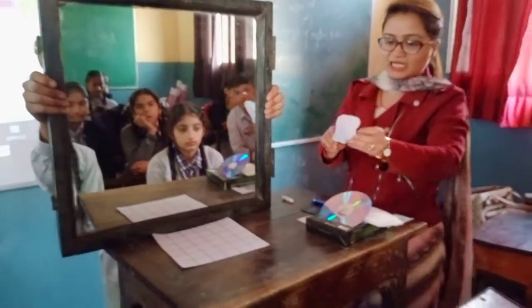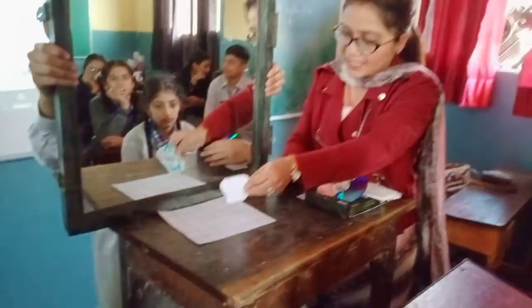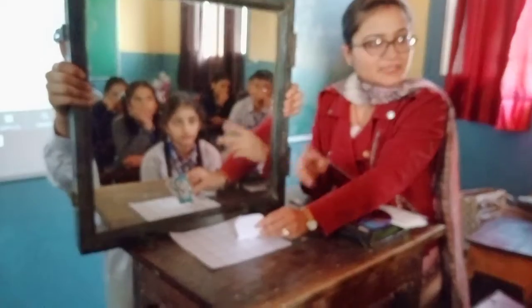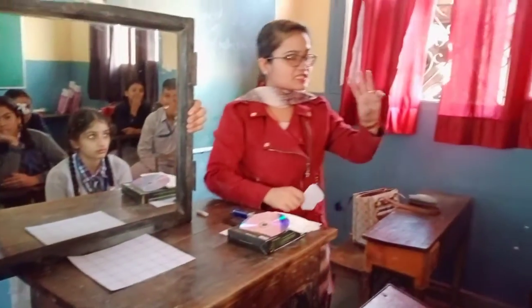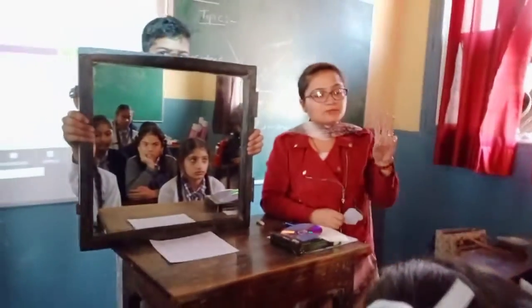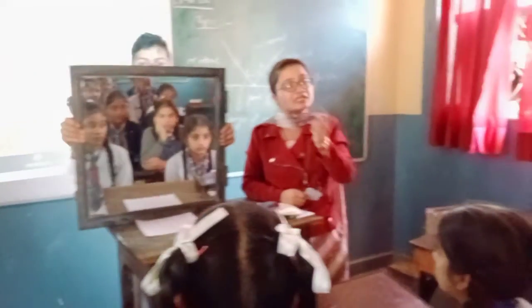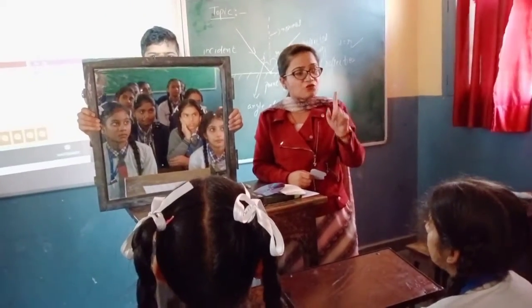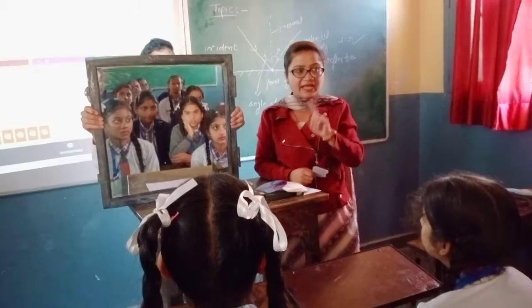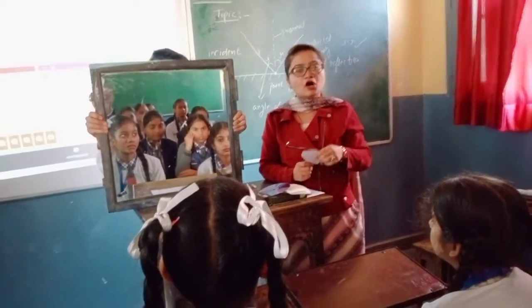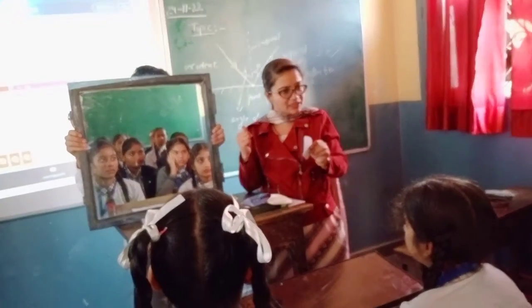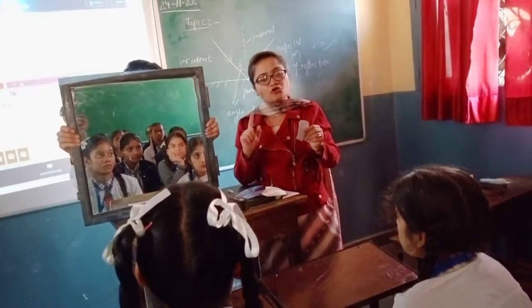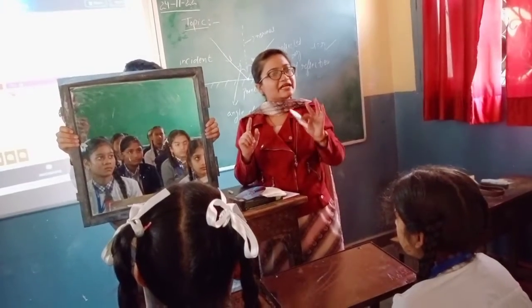One more thing, if you look at its image, it is formed behind the mirror, inside the mirror. This is the third characteristic of plane mirror, that the image formed by a plane mirror is behind the mirror. What we have discussed till now: the image formed by a plane mirror is behind the mirror, and the distance between the object and mirror is equal to the distance between the mirror and the image. Third one is, the image formed by a plane mirror is always erect.